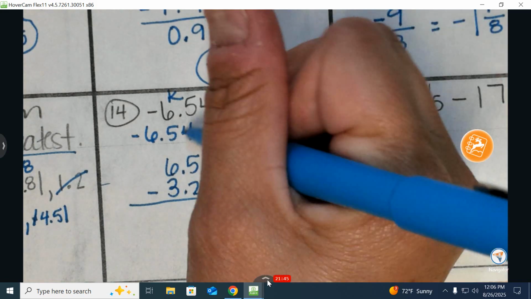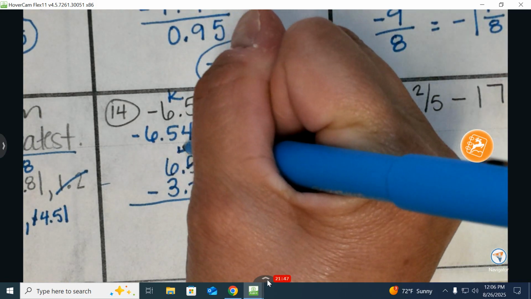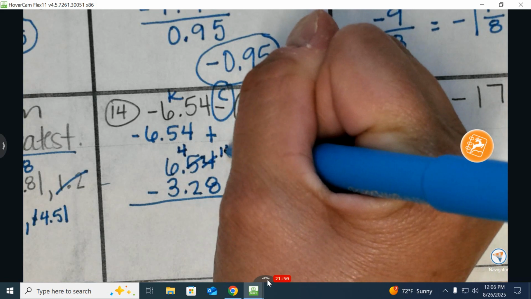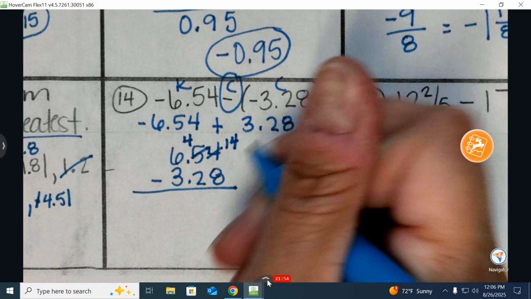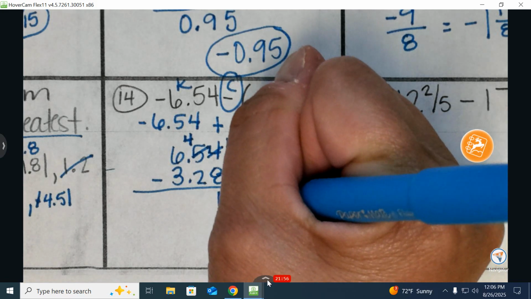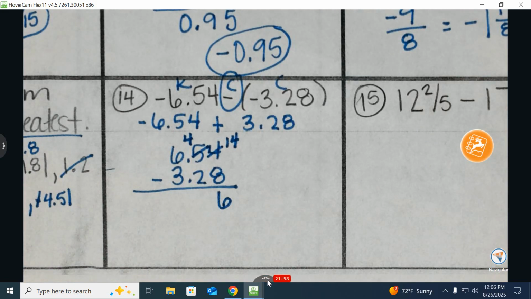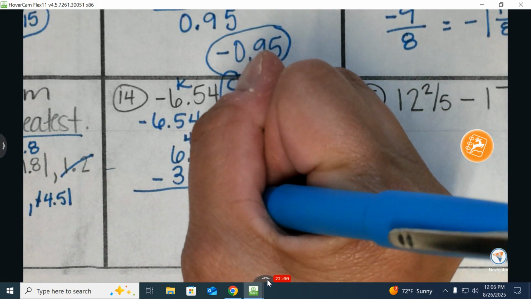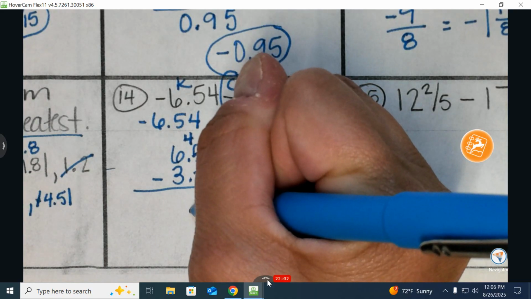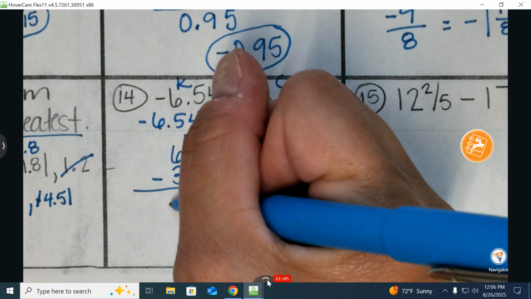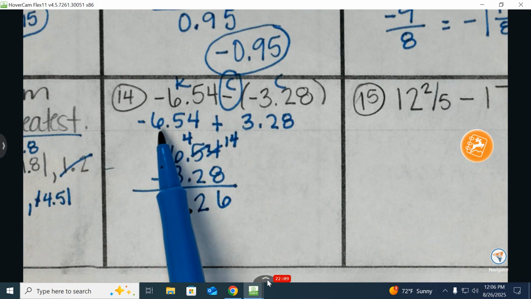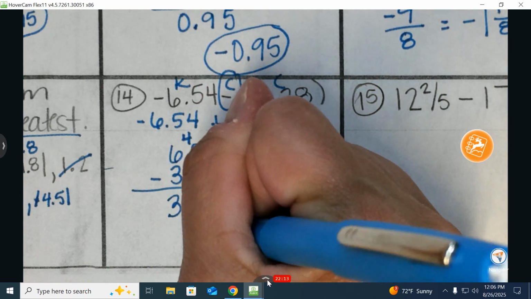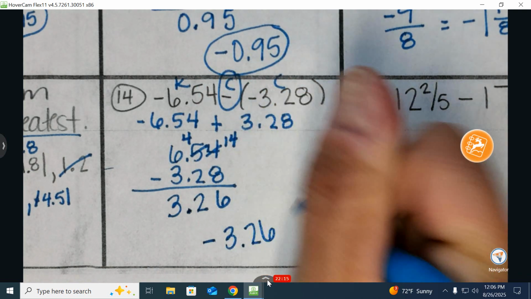You can't subtract 8 from 4, so you're going to borrow. That becomes a 14. 14 minus 8 is 6. 4 minus 2 is 2. Bring down your decimal. And 6 minus 3 is 3. Which one has a larger absolute value? That's going to be the 6. So it is negative 3.26.